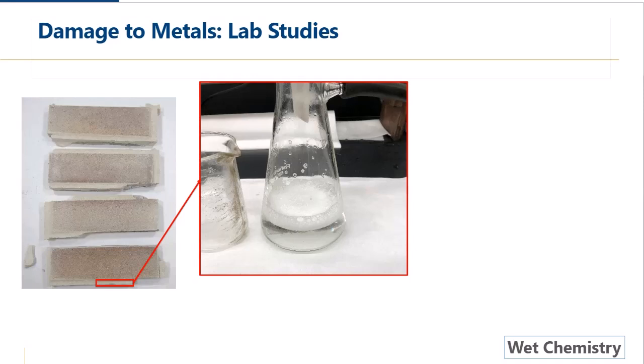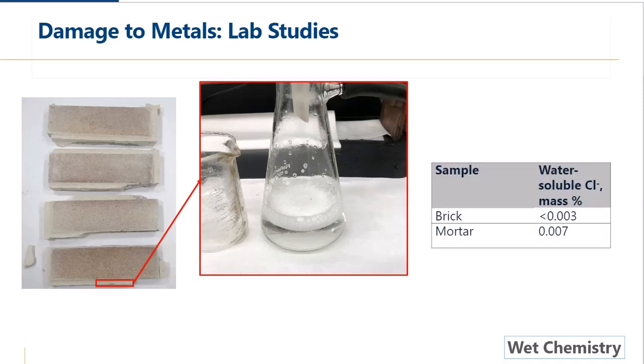And we did what's called a water-soluble chloride test on there and did find a little bit of chloride in the mortar, which can lead to accelerated corrosion of aluminum, but it wasn't a huge amount.